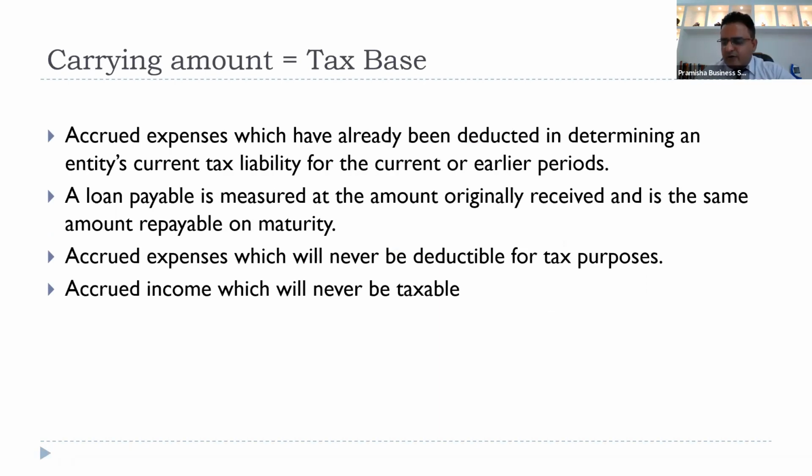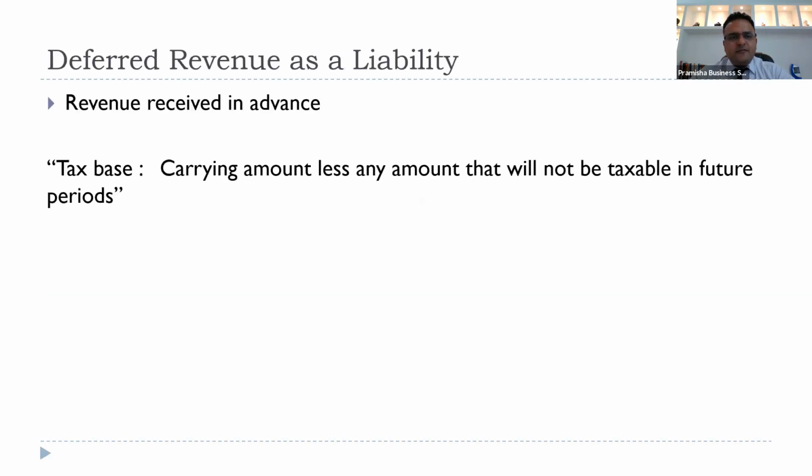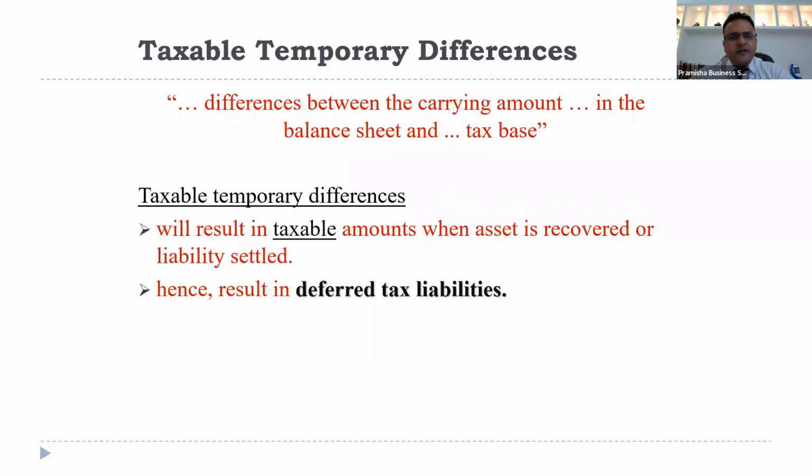All the scenarios when carrying amount is equal to tax base, resulting in no tax consequences, are clear with everyone. Deferred revenue we have dealt with. Taxable temporary differences give rise to DTL. Differences between carrying amount in the balance sheet and tax base are known as taxable temporary differences, which will result in taxable amounts when the asset is recovered or liability is settled, with tax consequences in future. If it results in tax consequences in future, it means DTL. Again, repeat: taxable temporary difference, not taxed today, will be taxed in future. If it will be taxed in future, it results in DTL.